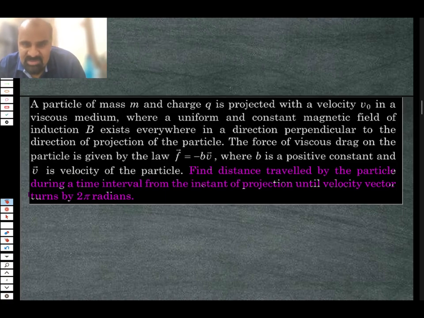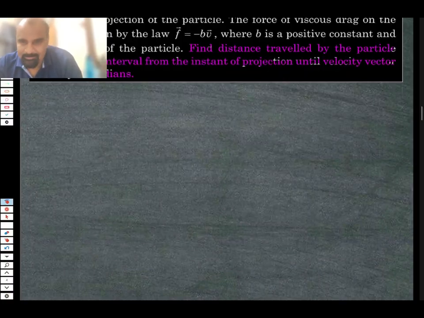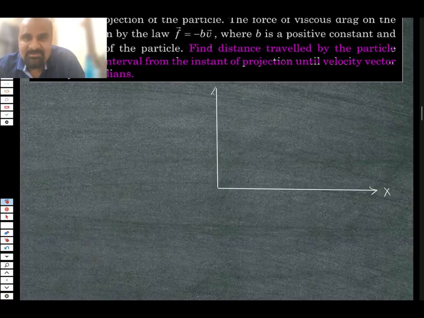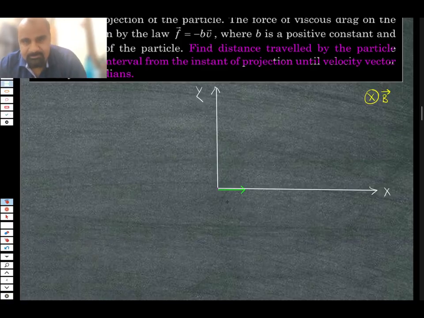Okay, enough of this coloring. Let me get on with the problem. So I'll draw the same diagram. I'll try to be fast if possible. So this is the x-axis, this is the y-axis. Magnetic field, just like last time, into the plane I'll take. Magnetic field this time, by the way, is not given, but we will take it. And initial velocity this way.